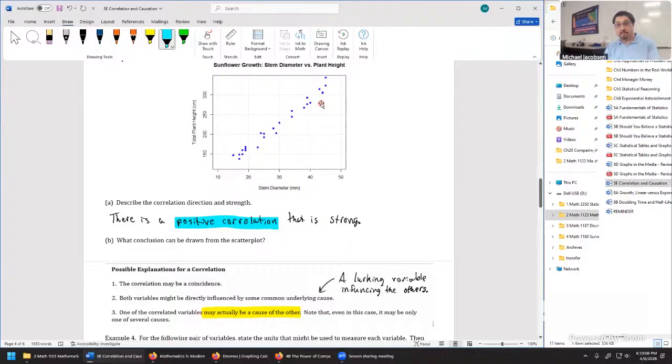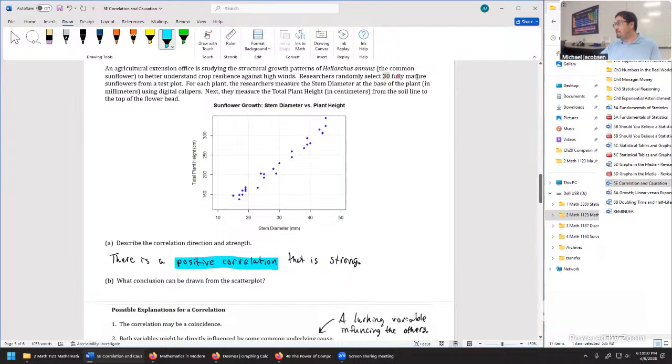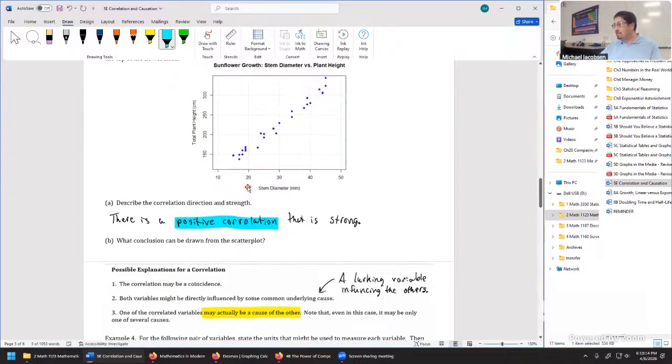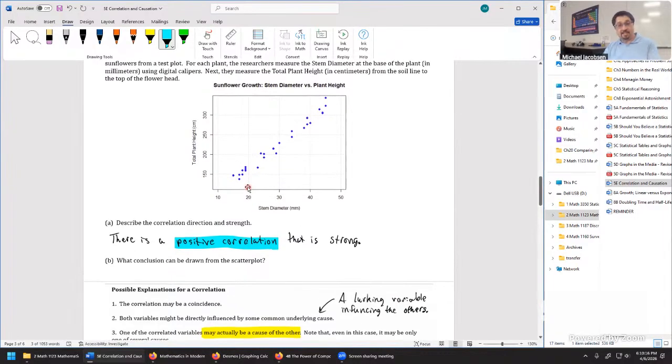That could have been what happened in example 1, for example. The sample size is a little bit larger here. This is 30 mature sunflowers, so 30 dots plotted. So having a coincidence like that with a larger sample size is much more rare.